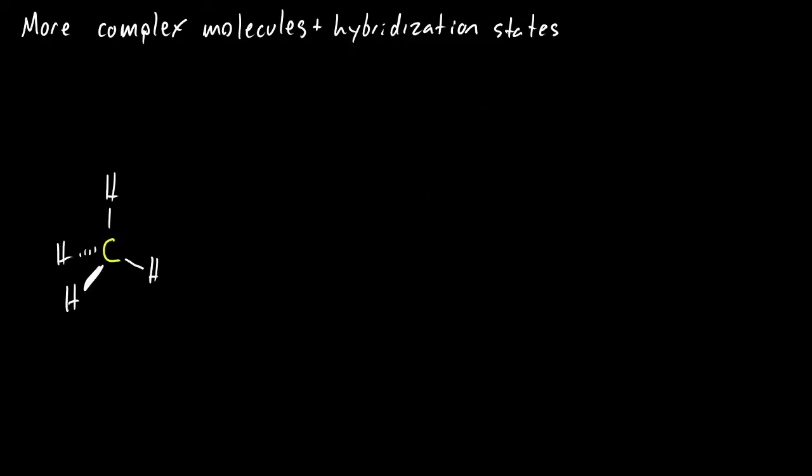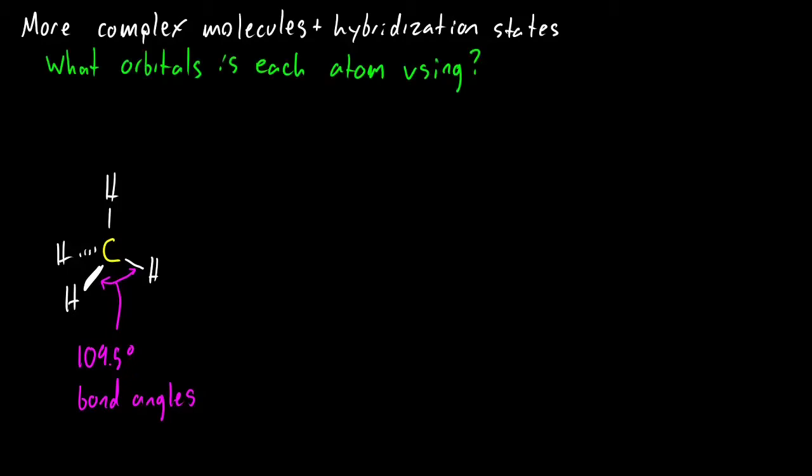Remember, this is how we draw a tetrahedral atom. What I've tried to show here are the 109.5 degree bond angles between each carbon-hydrogen bond. In order to see why we need hybridization state, the question we can ask here is which orbitals does each atom in this molecule have available to it to form these bonds?